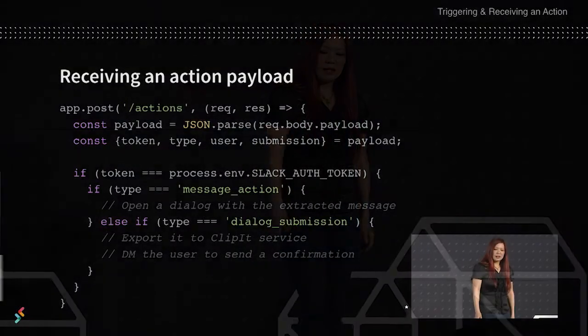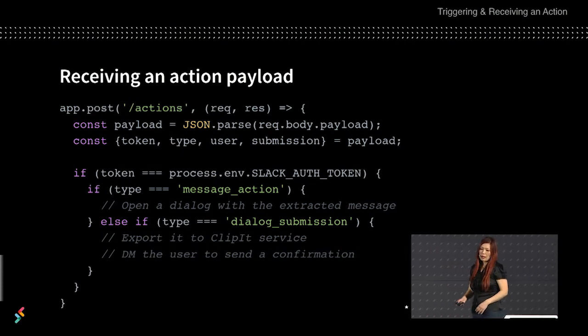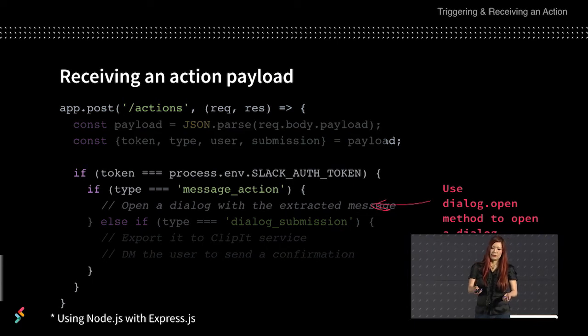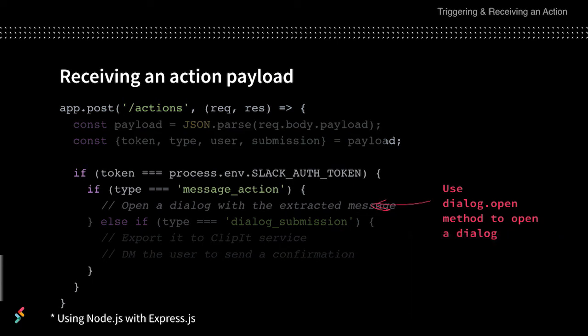So I'm using Node.js and Express.js for this example. This is really oversimplified code, so it's obviously not everything, but hopefully you get some idea here. The first thing you do: you get an app.post, an HTTP POST here, and you get the payload. You have to parse the payload and get the information that you need. Then you check that the token is coming from Slack, not from elsewhere, and the type is message_action, where you want to do something. In this case, you want to send a pop-up dialog, so use the dialog.open method to open it.